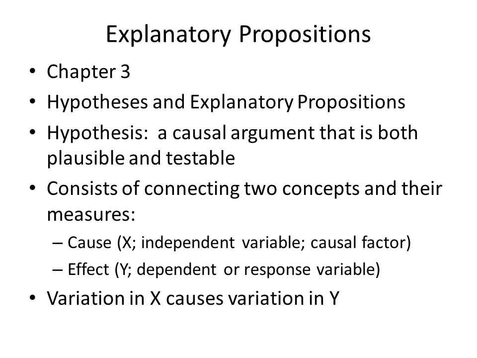So in very short form, Pollock might define a hypothesis as a causal argument about some outcome of interest, that is, an explanation, that is both plausible and testable. So it's plausible in that it might make sense to us, given what else we know about the world, but it's also testable in that we can go out into the world and either falsify this causal argument or support it. And causal arguments essentially consist of connecting two concepts and their measures.